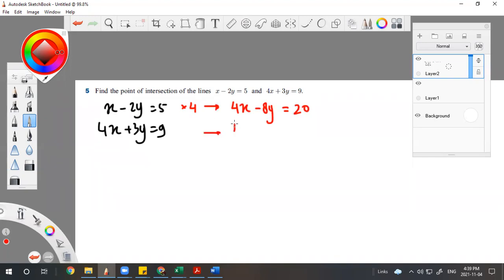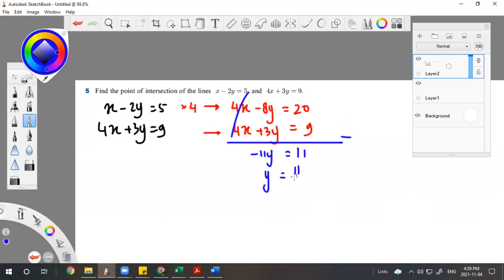And here, 4x plus 3y equals 9. You can just subtract and you can get the y easily. Negative 8y minus 3y, negative 11y equals 20 minus 9, which is 11. So y will be 11 over negative 11, so y equals negative 1. When you get y equals negative 1, you can put it in either equation to get the x.